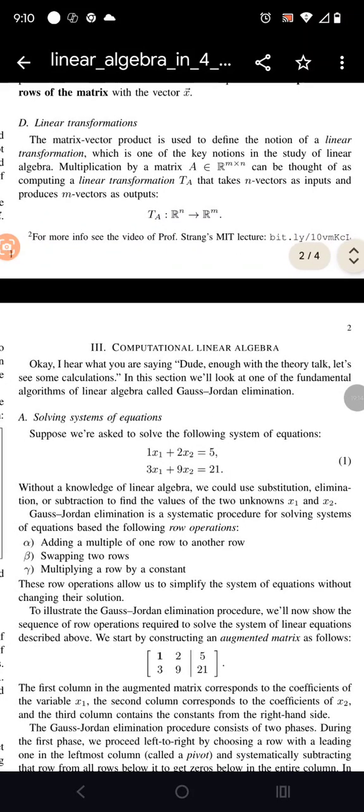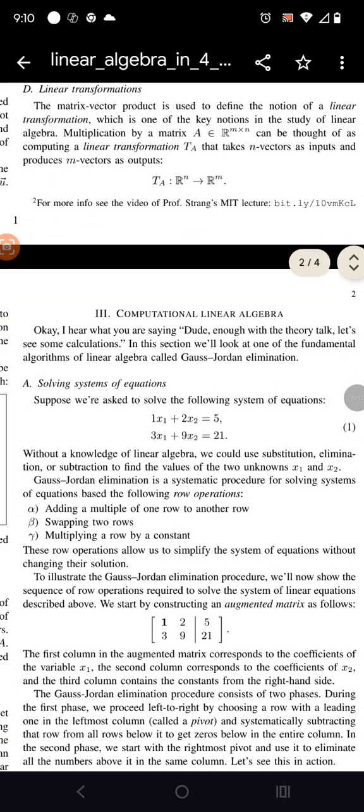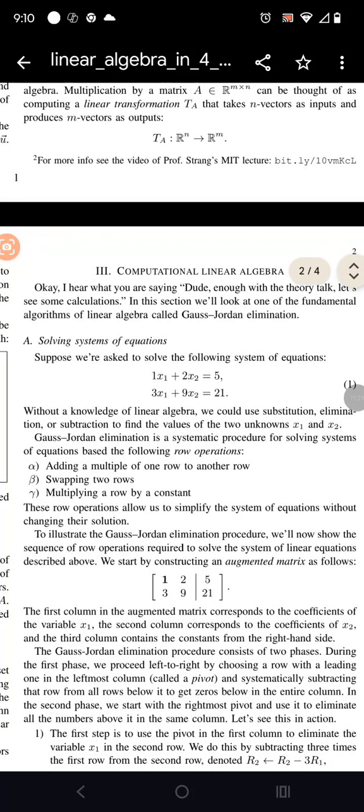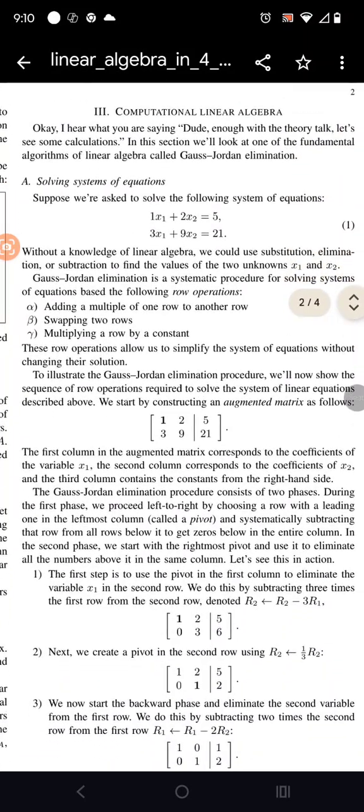So let's see some conclusions. Of course, solving a system of linear equations: 1x1 plus 2x2 equals 5, 3x1 plus 9x2 equals 21. So here we can start with an augmented matrix: 1, 2, 3, 9, the coefficients, and 5 and 21, the values on the right hand side.